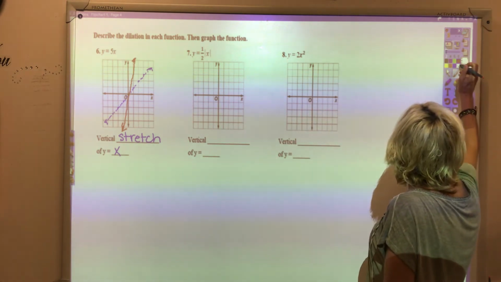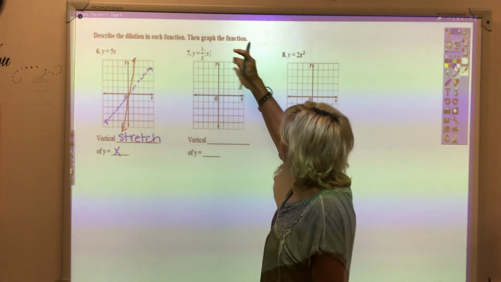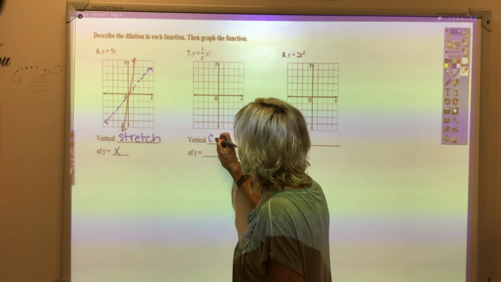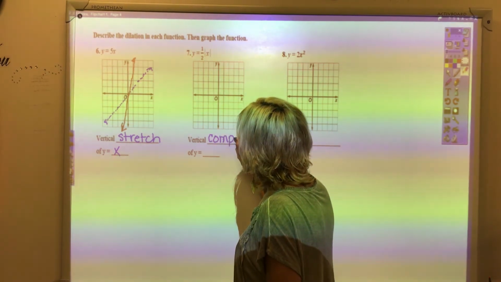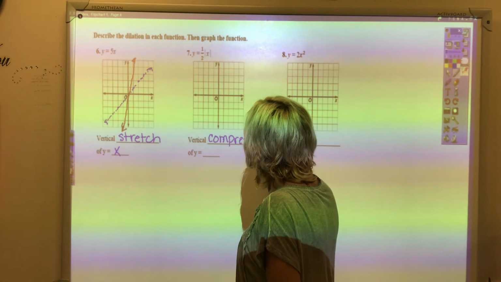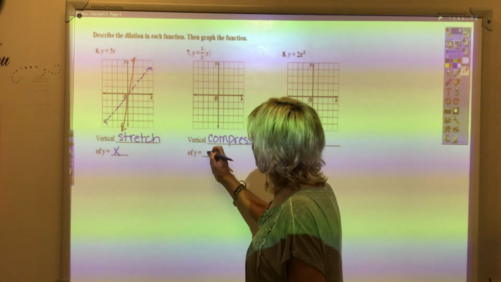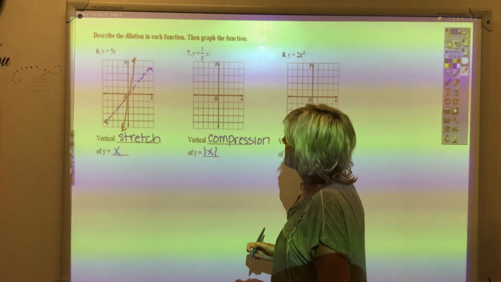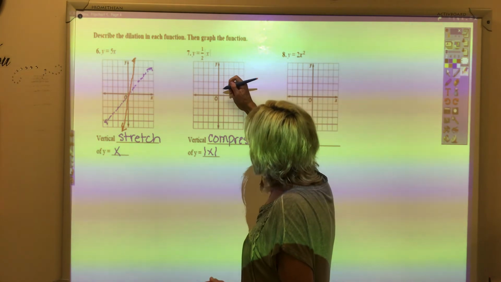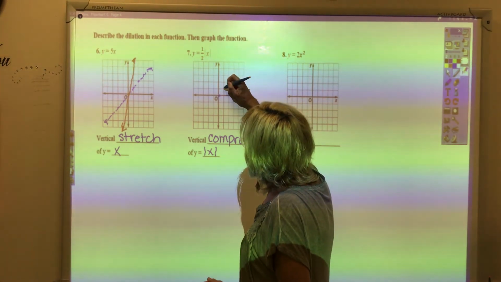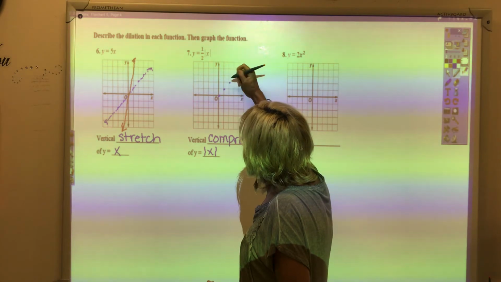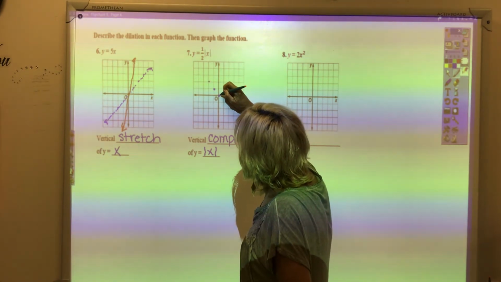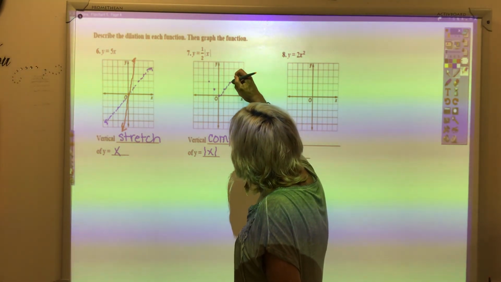On number 6, this is what we call a vertical compression when we multiply by a fraction. So vertical compression. The parent function is y equals the absolute value of x. So let's write our parent function first. So absolute value of 0 is 0, of 1 is 1, of 2 is 2, of negative 1 is 1, of negative 2 is 2, etc. So dotted line for the parent function.